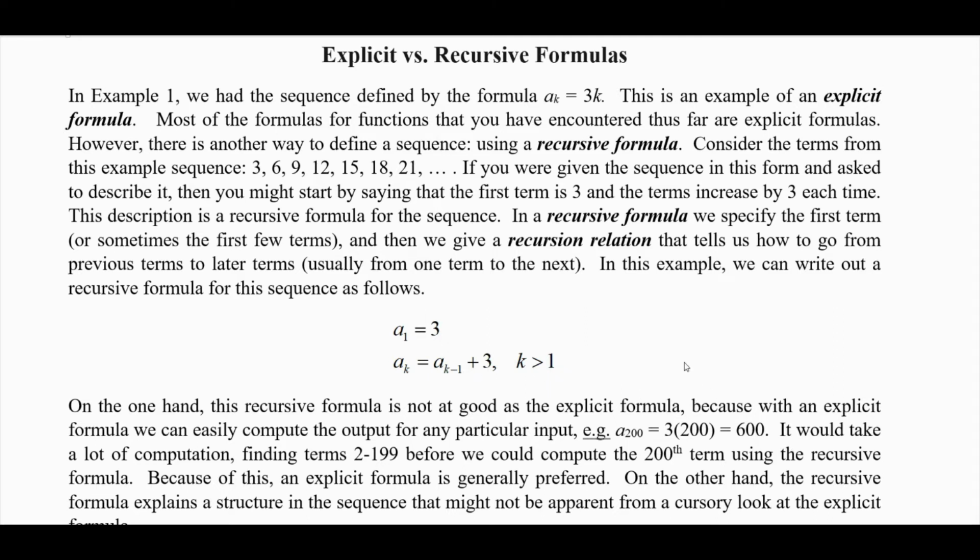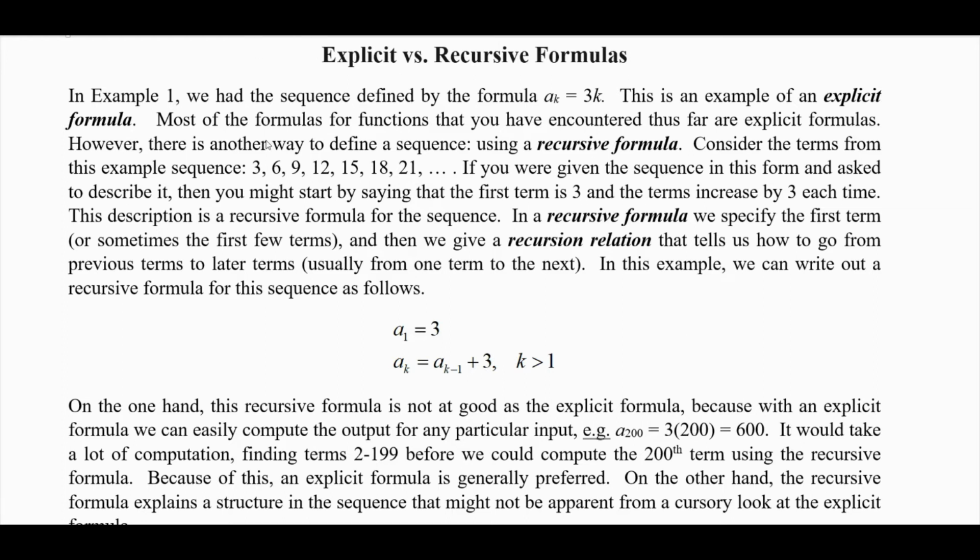On one hand, this recursive formula is not as good as the explicit formula because with an explicit formula, we can easily compute the output for any particular input. For example, if we want to find a sub 200, we would take 3 times 200 equals 600. Just like that, we're in business. We've found that term without finding any other terms along the way.